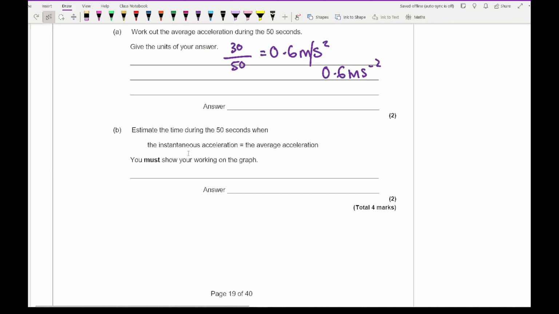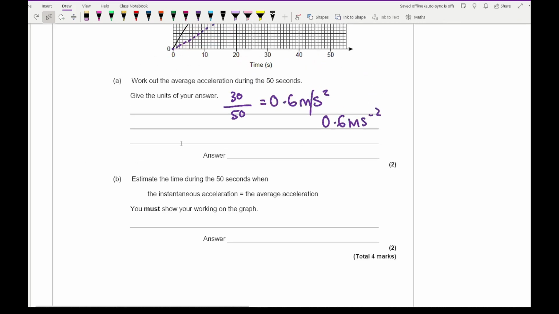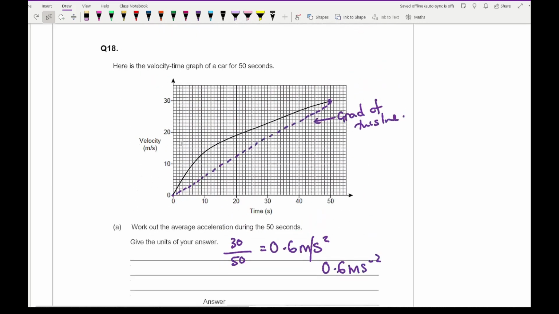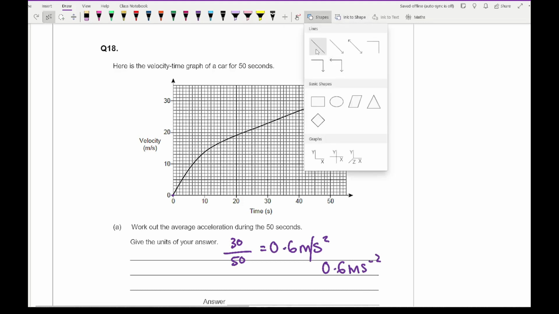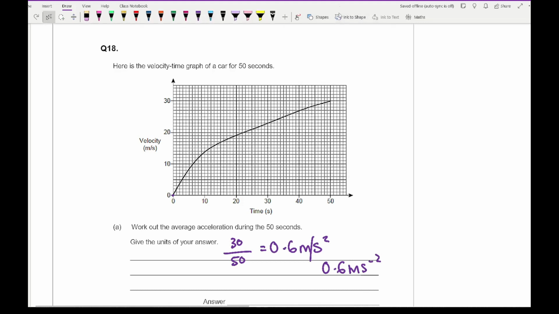The next question says estimate the time during the 50 seconds where the instantaneous acceleration equals the average acceleration. You must show your working on the graph. For this, what we need to do is draw a more accurate gradient of the line, and let me just get rid of that, using a ruler, which is what I should have done first. Let's change the color as well, and draw a line from where it starts to where it finishes, like so.